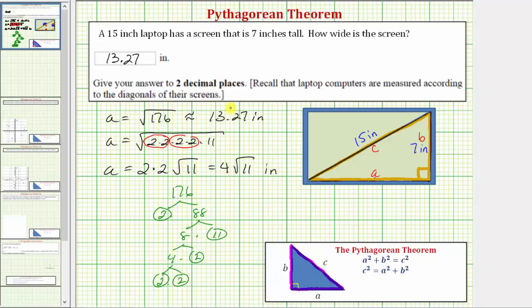So here's the value of a rounded to 2 decimal places, and here's the value of a as a simplified square root.